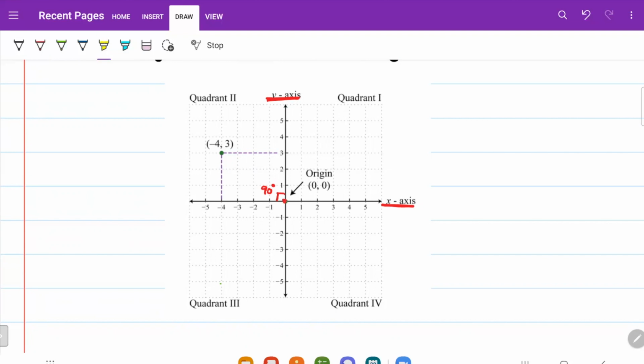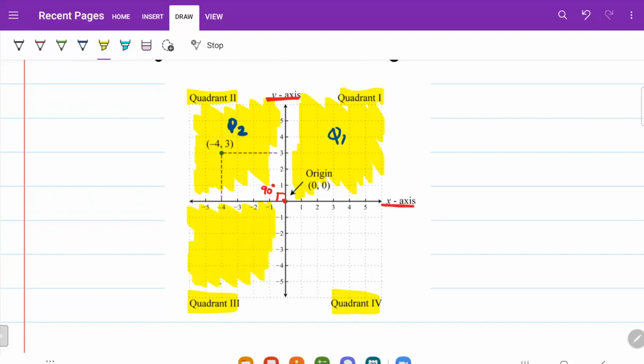Here we have quadrant 1, quadrant 2, quadrant 3, and quadrant 4. This region where the x values are all positive and y values are positive is quadrant 1. The region where x values are negative but y values are positive is quadrant 2. The region where both x values and y values are negative is quadrant 3. And the region where x values are positive but y values are negative is quadrant 4.